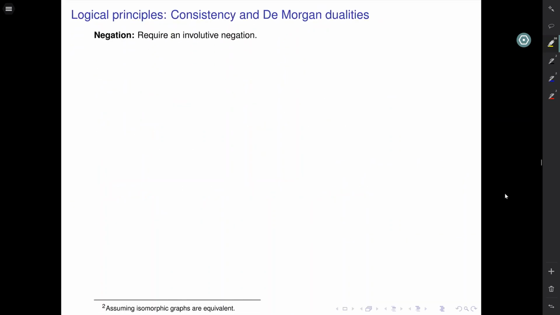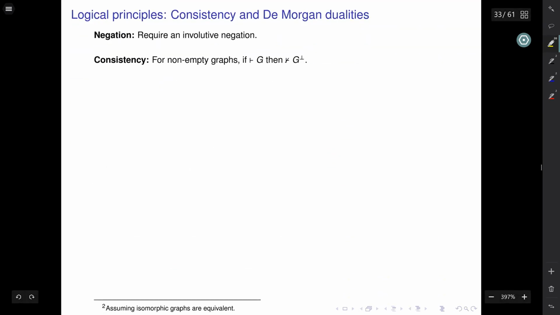Bear in mind these definitions. We come back to the question of designing the logic, and for this we look at some universal logical principles, or not quite universal, because not every logic necessarily has an involutive negation. But we design our logic such that it does have an involutive negation, which gives rise to De Morgan dualities, of course. And we also require consistency, which is that if G is provable, then the complement of it is not provable.